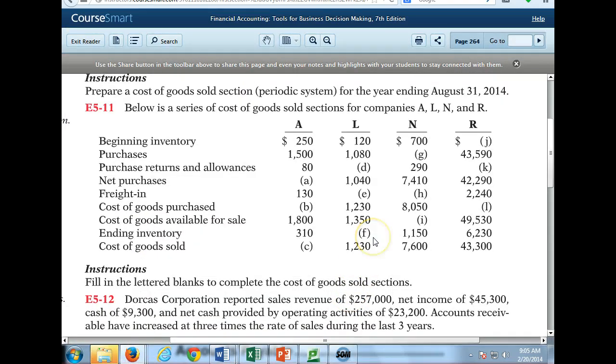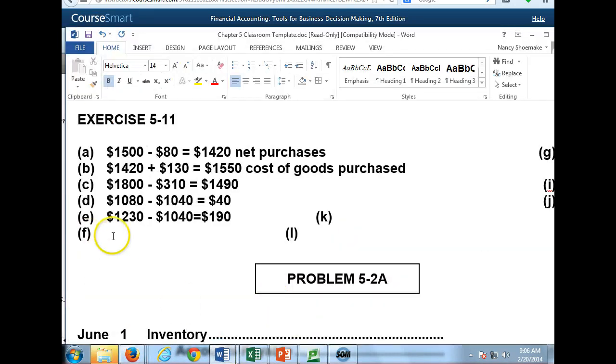Now, who wants to take F? Can someone take F? F is going to be ending inventory. So you think ending inventory is 120, Martin. And how'd you come up with that? I think 1350 minus 1230. Exactly. So, again, 1350 minus our 1230 is going to equal our ending inventory of 120. Does that make sense, guys?